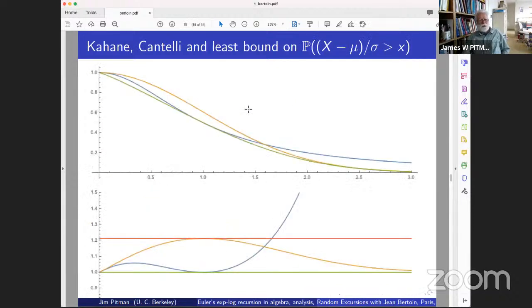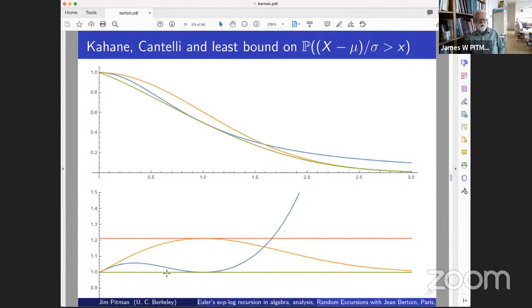So I just quickly show you what the bounds look like. So here is the top one. The highest one is the Kahan bound. It's too high at the beginning and much lower at the end. The blue one is the Cantelli bound. And the green one is what I claim is the best bound, which has a connection with Poisson distributions. And these are the absolute numbers between 0 and 1 here.